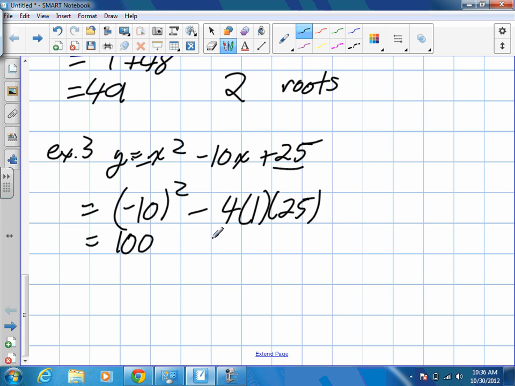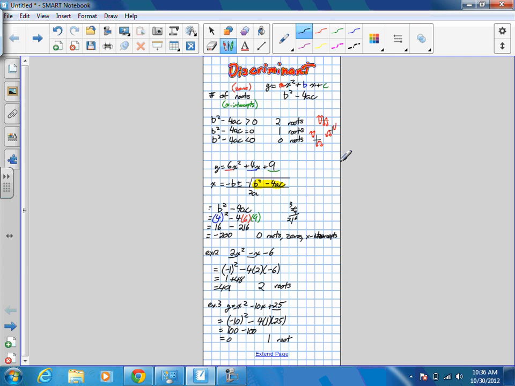This becomes 0. How many roots are there if the discriminant is equal to 0? There's 1 root. Okay? Very important to remember. There's 1 root. It means that the vertex is directly on the x-axis, on the x-intercept. Okay? So all we're doing today is really practicing that, going through it and making sure it makes sense to us.